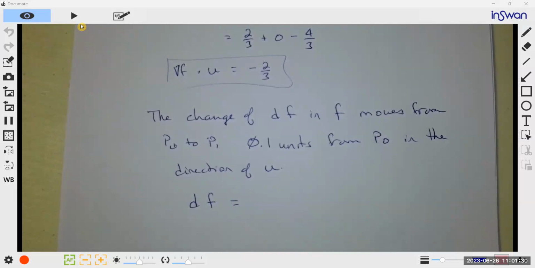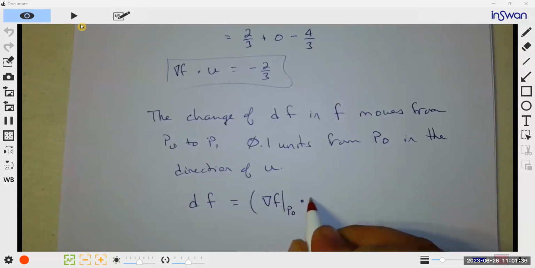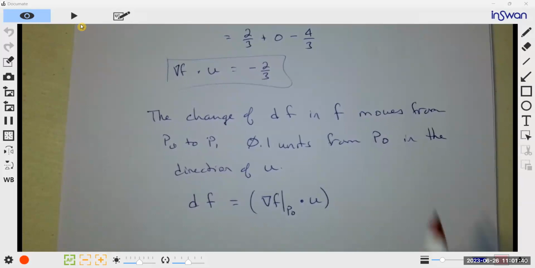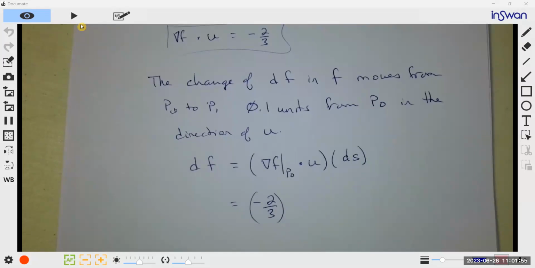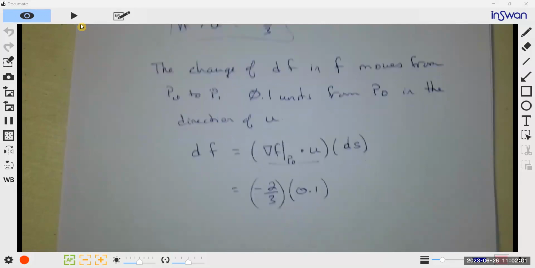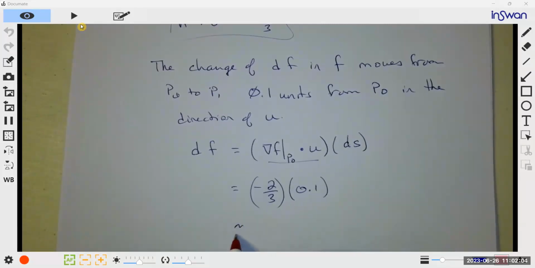So the derivative of f is equal to del f dot u times the small change. So we had u is negative 2/3 times 0.1 equals negative 0.066666666, which is 67.